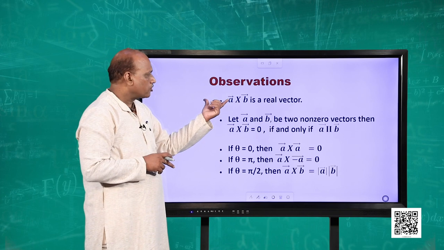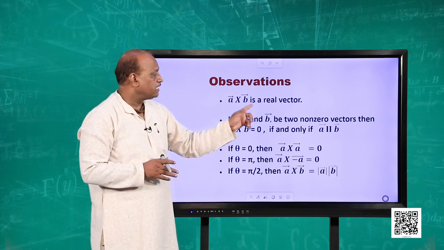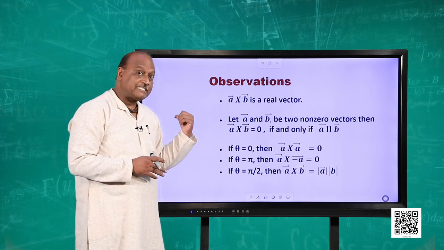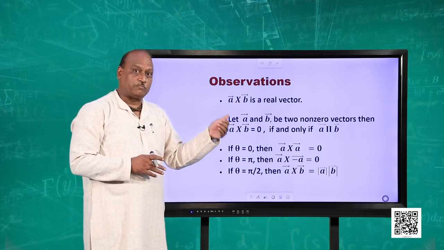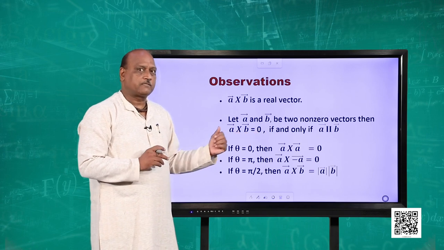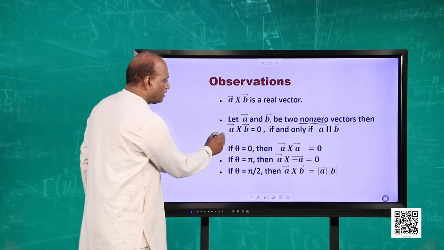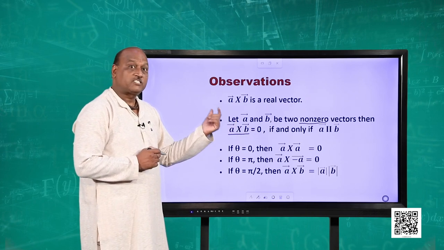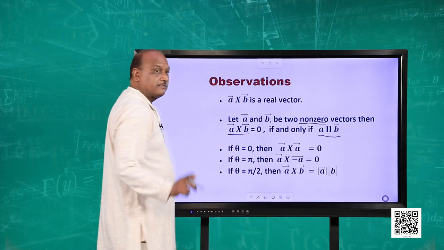A cross B is a real vector. Let A and B be two non-zero vectors, then A cross B equals 0. Previously, we saw that if either A or B is a zero vector, then cross product of A and B equals 0. But if A and B are two non-zero vectors and cross product of A and B equals 0, it's possible if and only if vector A is parallel to vector B.